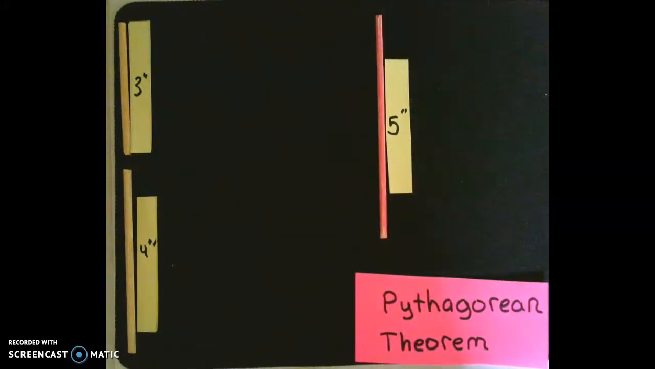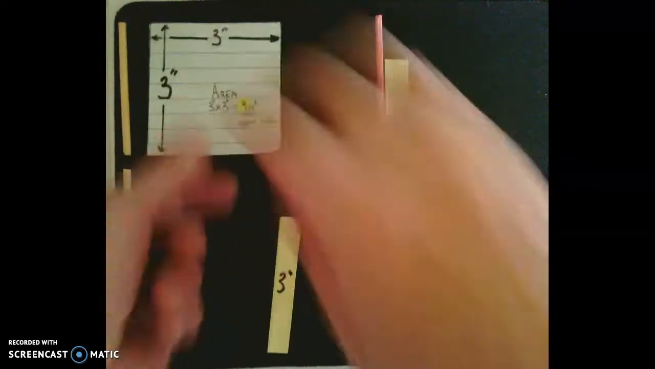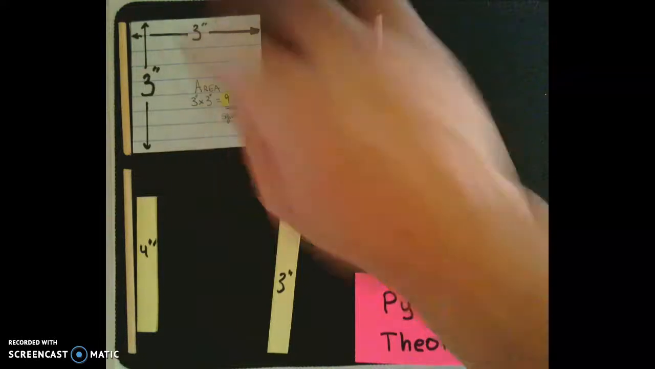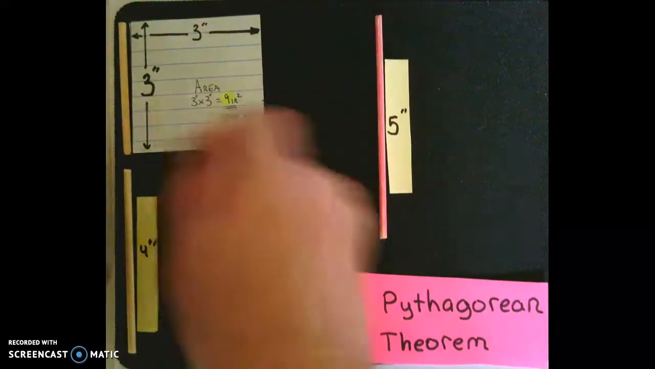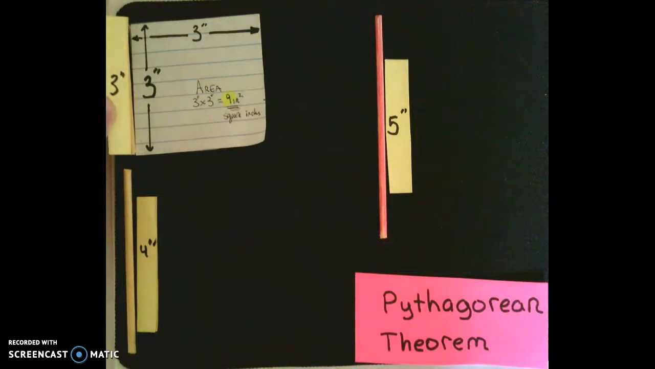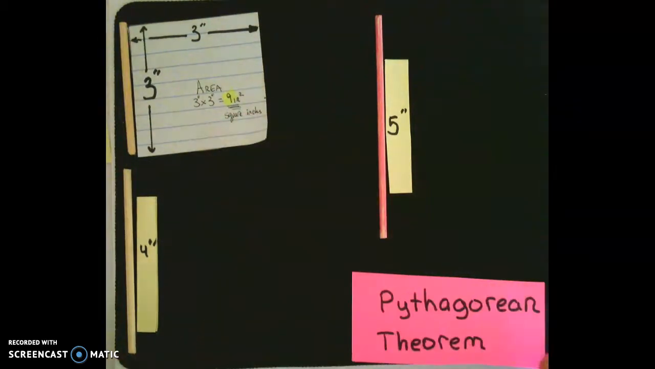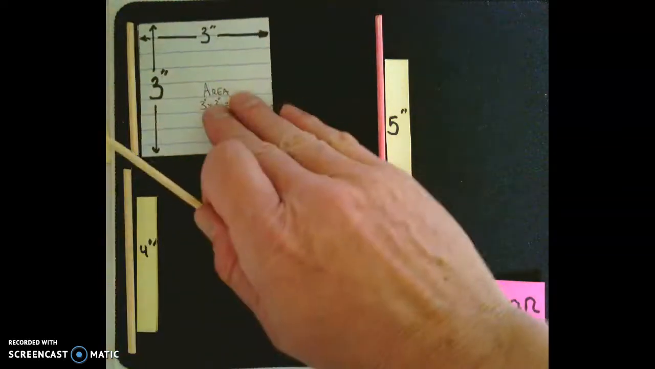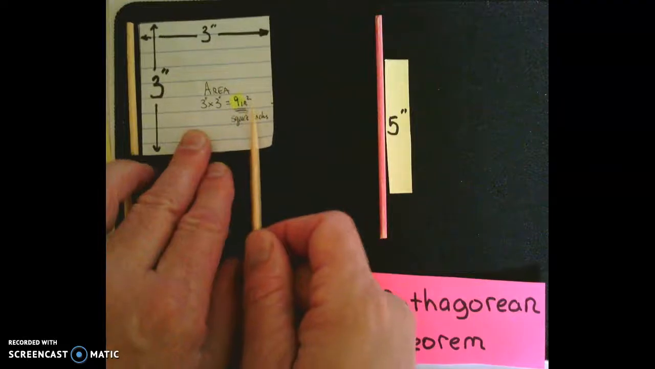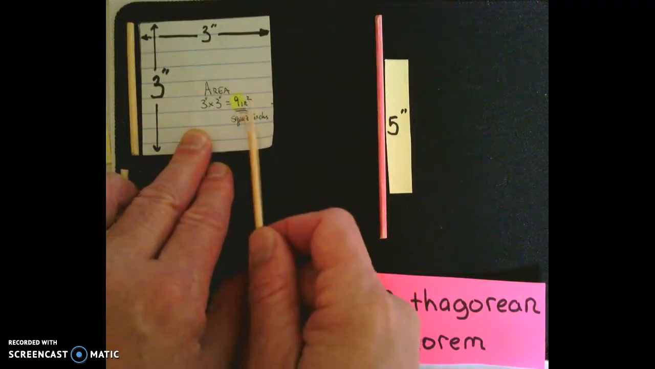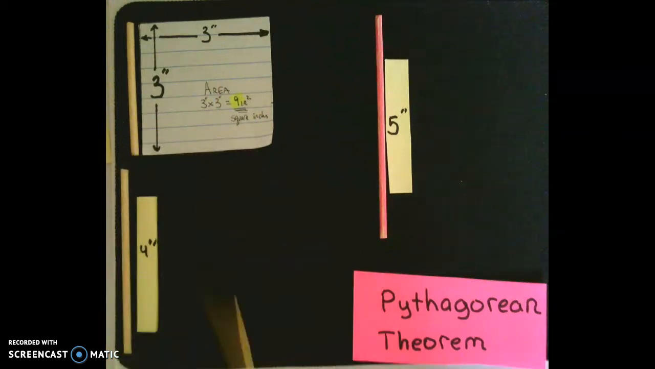And what I'm going to do is use this side length of the triangle and turn it into a square. Notice that I have a square 3 inches by 3 inches. The stick length was 3 inches, and I turned it into a square, 3 by 3. And it has an area of 9 inches squared, or I can say square inches, and that's the area made by that side length.